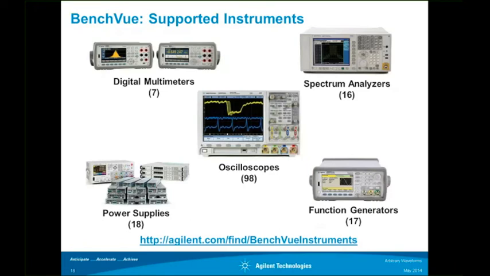BenchVue right now actually only supports Agilent products, and we are only supporting 5 families with our 1.0 release. But it's quite a number of products that we are supporting. So we have digital multimeters, 7 different models of DMMs, 16 models of spectrum analyzers. We have an incredible 98 models of scopes, and then power supplies and function generators as well. So if you want to check if your instrument is supported, you can go to agilent.com/find/BenchVue instruments, and you can see if your instruments are supported.